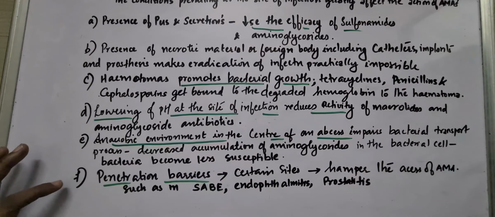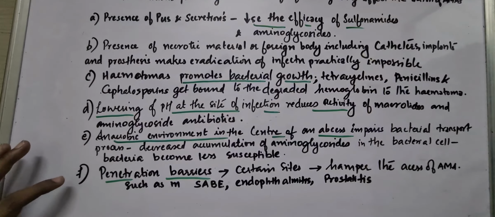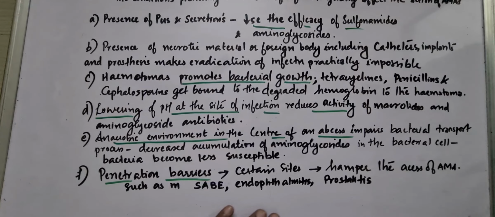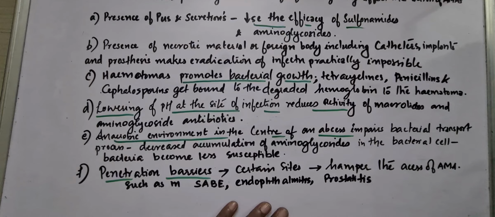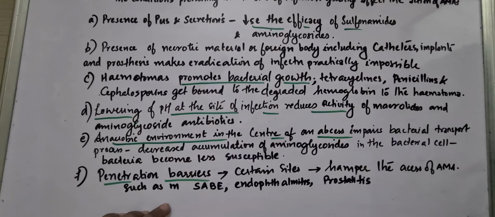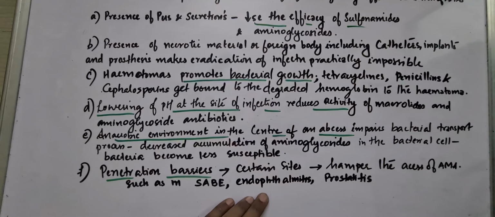Next one is penetration barriers. There are certain penetration barriers at certain sites that can hamper the access of antimicrobial agents to that site, such as in subacute bacterial endocarditis, endophthalmitis and prostatitis. However, trimethoprim and fluoroquinolones attain high concentration in prostate due to ion trapping, which is an exception.